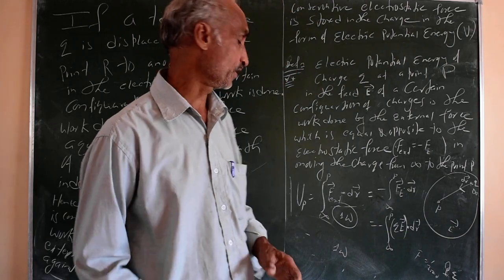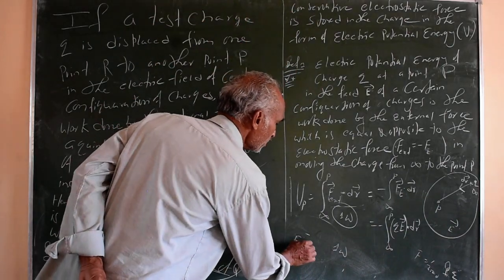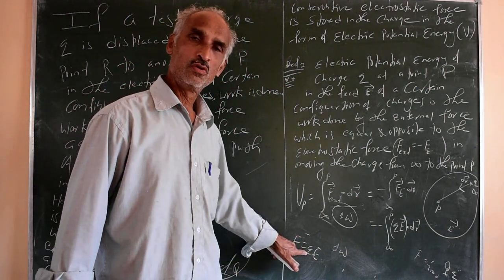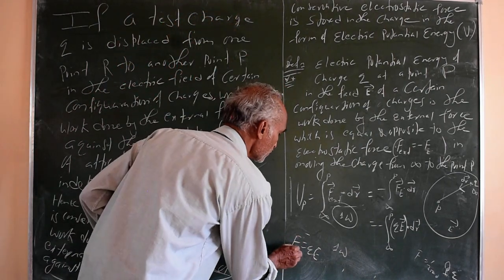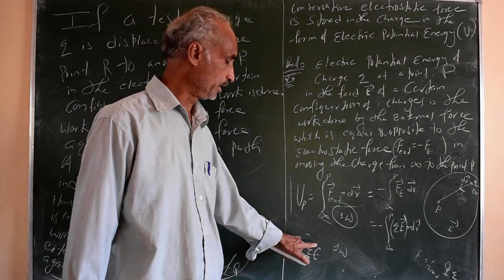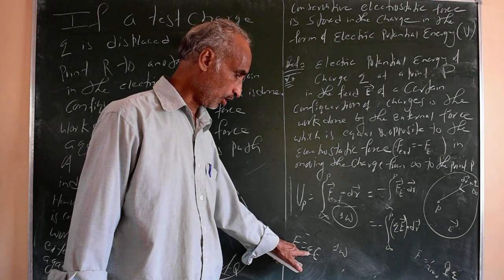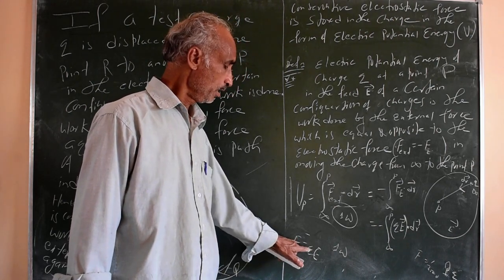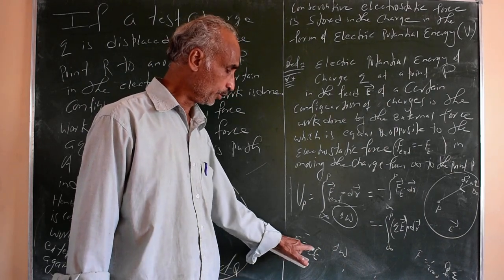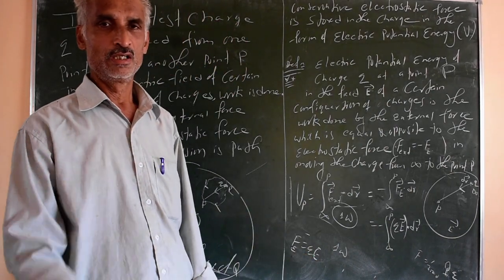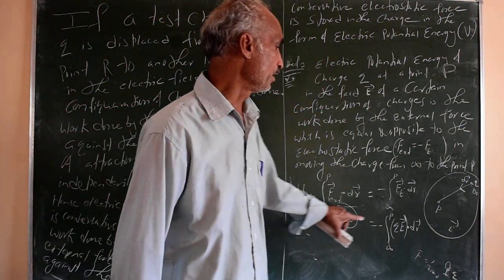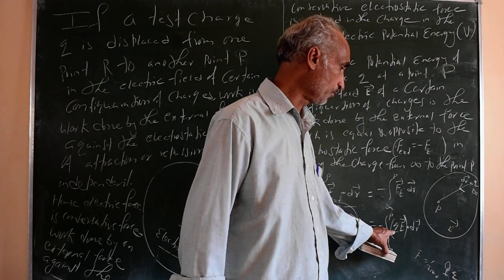The formula is given first. The first topic will be Q into E. The electric force on the charge Q, F, is equal to Q into E, where E is the field and Q is the charge. F is equal to the electric force on the charge Q, which equals Q into E, where E is the electric field at that point. Therefore, the electric force formula is Q into E.